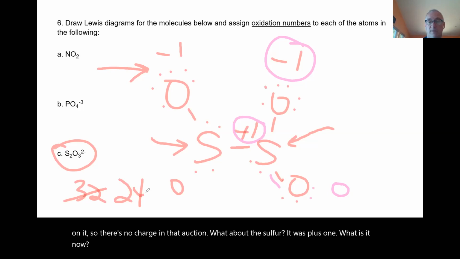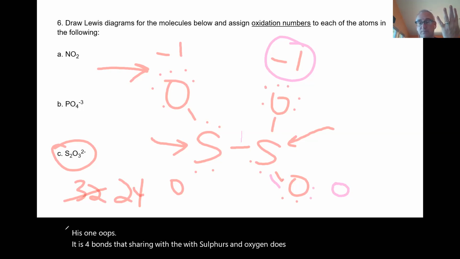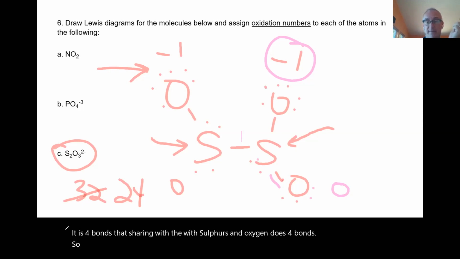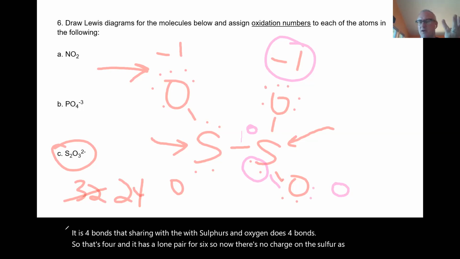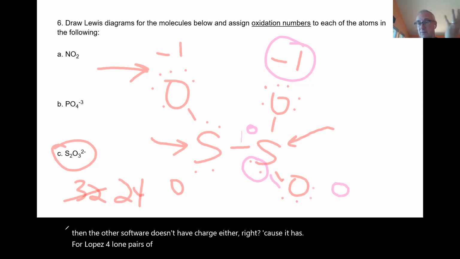Right. Because it has 4 bonds that it's sharing with sulfurs and oxygens. There's 4 bonds, so that's 4, and it has a lone pair for 6. So now there's no charge on the sulfur as well. And then the other sulfur doesn't have a charge either, right? Because it has 4 in lone pairs and 2 bonds for a total of 6, so it's good too. So this is a good structure we have.